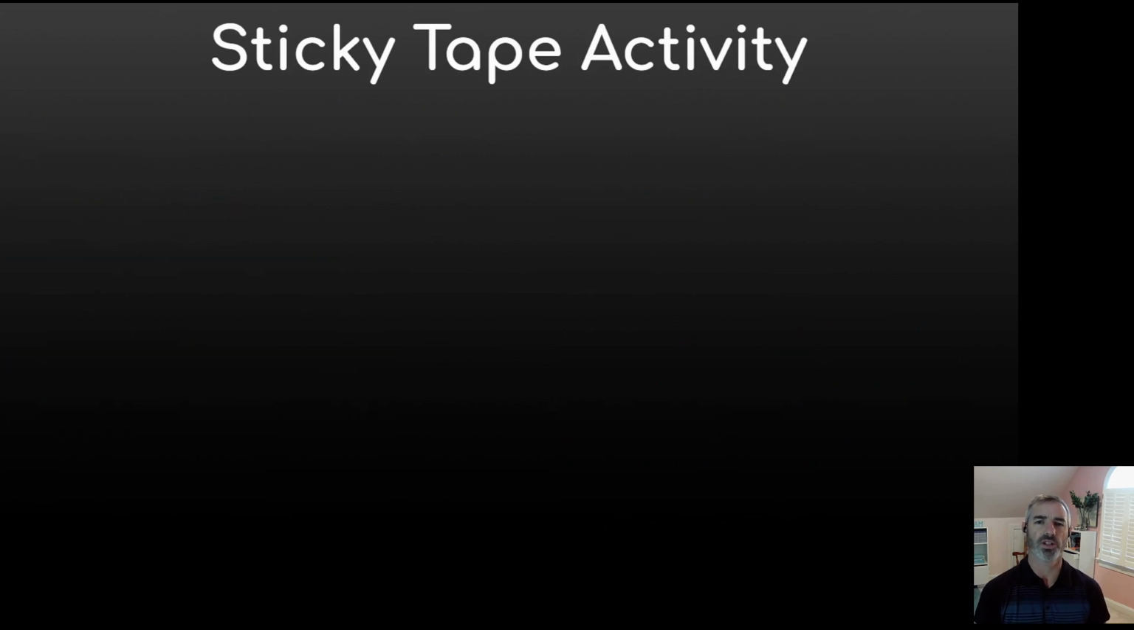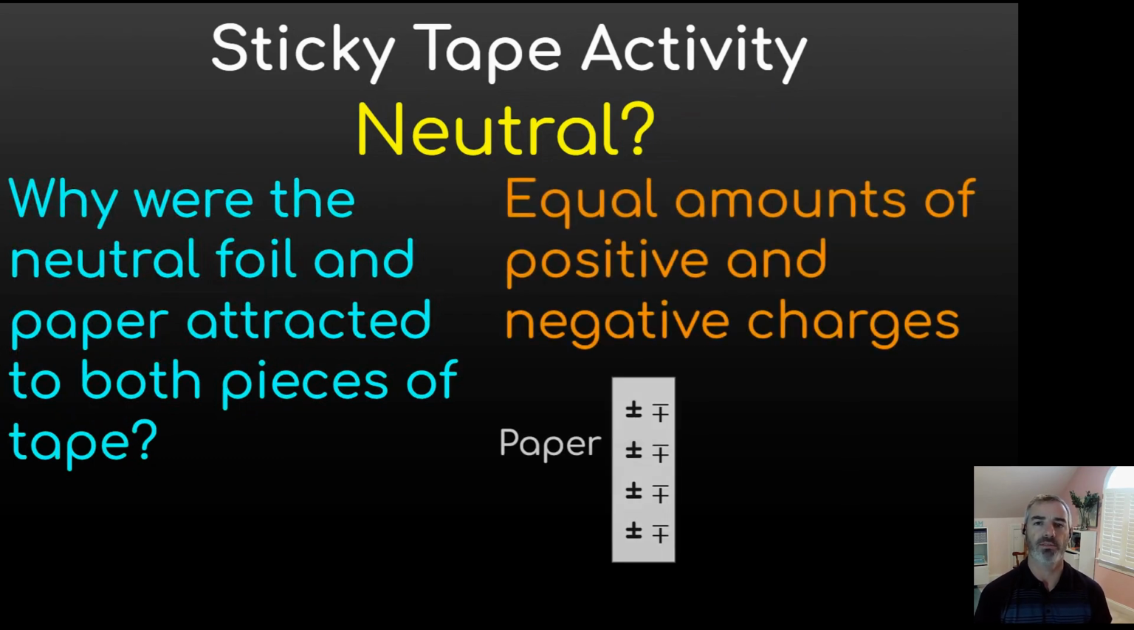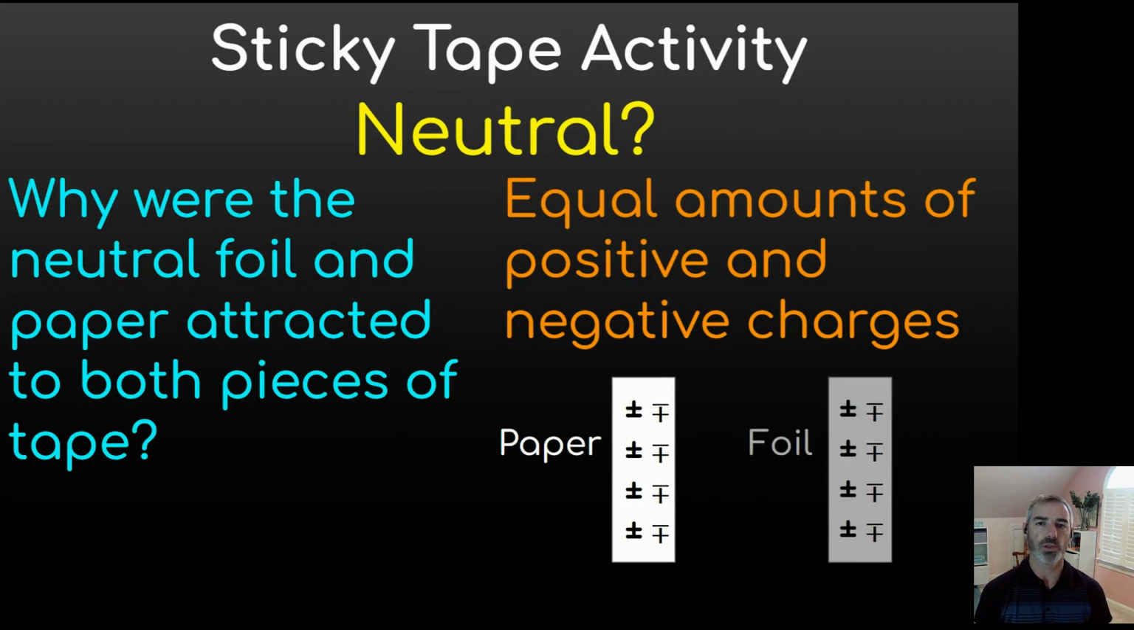So this brings us to the question, what does neutral really mean? Why were the neutral foil and the paper attracted to both pieces of tape? Does it mean that there's no charge? No, what it means is there's an equal amount of charge for the paper and foil. That's what makes them neutral: they have an equal amount of positive and negative charges.